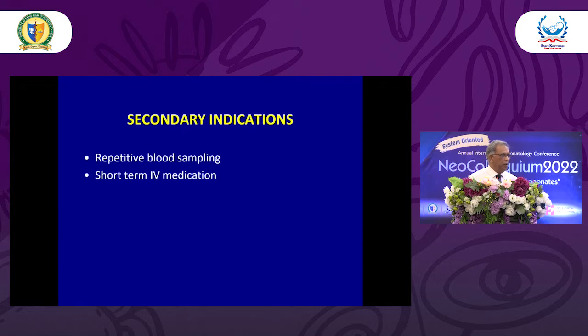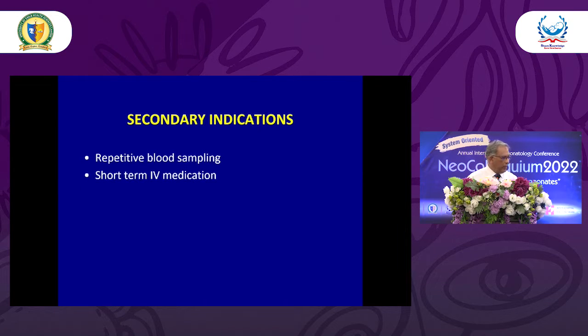Secondary indications, which are not that important, are repetitive blood sampling. Please note that a long line is not to be put in just for the sake of blood sampling, but in case you need to draw a blood sample and you don't have any other access, then you can use a long line, but you have to be very careful in opening what we call breaking the line.